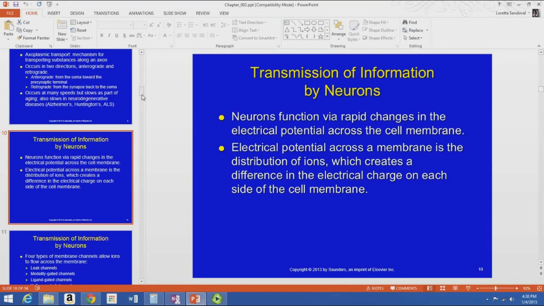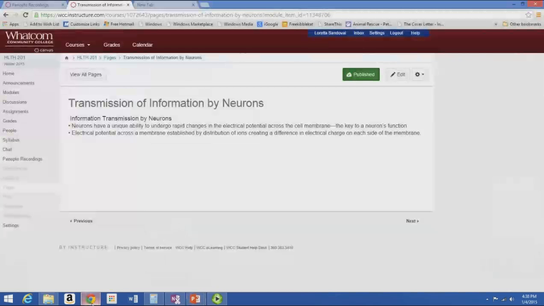Okay, now we're going to talk about transmission of information by neurons. Neurons function by being able to undergo rapid changes in the electrical potential across the cell membrane. The electrical potential is the distribution of ions, which creates a difference in the electrical charge on each side of the membrane. That's pretty important, and we'll talk a little bit about that. It's really key to the neuron's function.